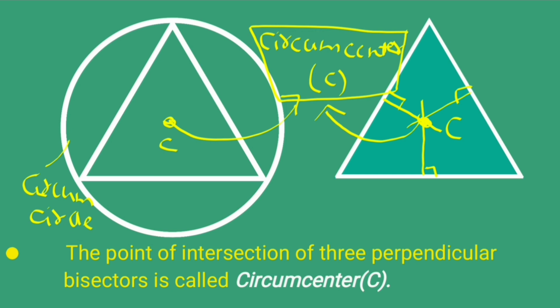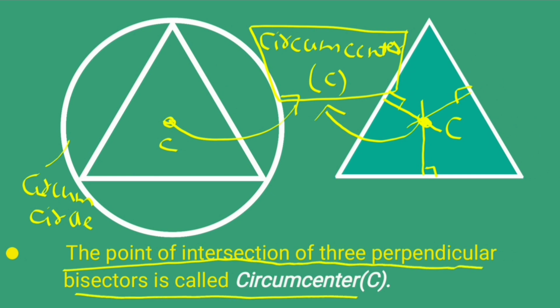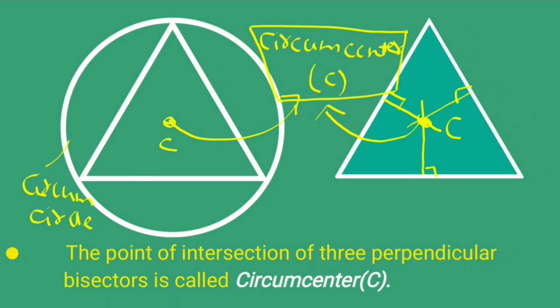That is the point written here. The point of intersection of three perpendicular bisectors is called the circumcenter. Okay, clear with this?